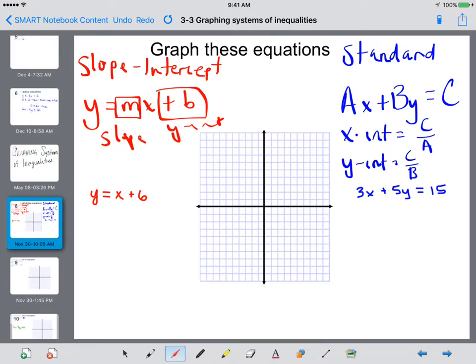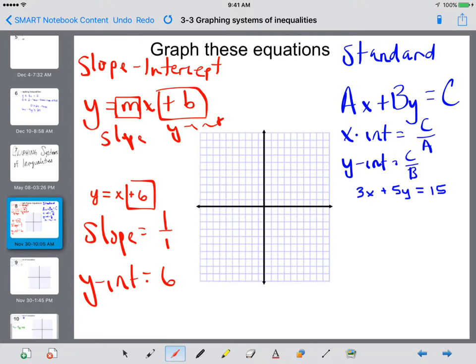So in my example, the number in front of the x is an imaginary 1, so our slope is 1 over 1, and the y-intercept is the number after the x, which is 6. So we count up 1, 2, 3, 4, 5, 6. There's our y-intercept. Remember, we have our y-axis and our x-axis. And my slope, remember, is rise over run, so I'm going to go up 1 and to the right 1, up 1 to the right 1, up 1 to the right 1.